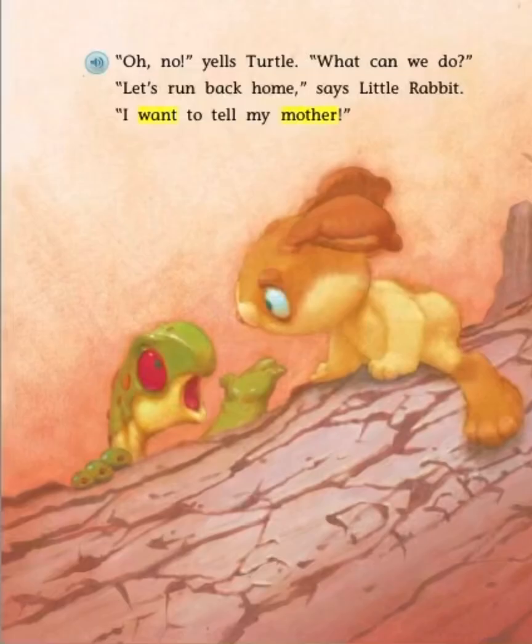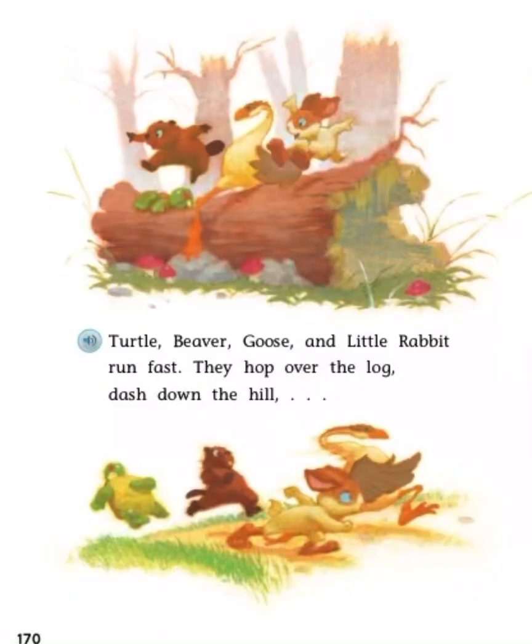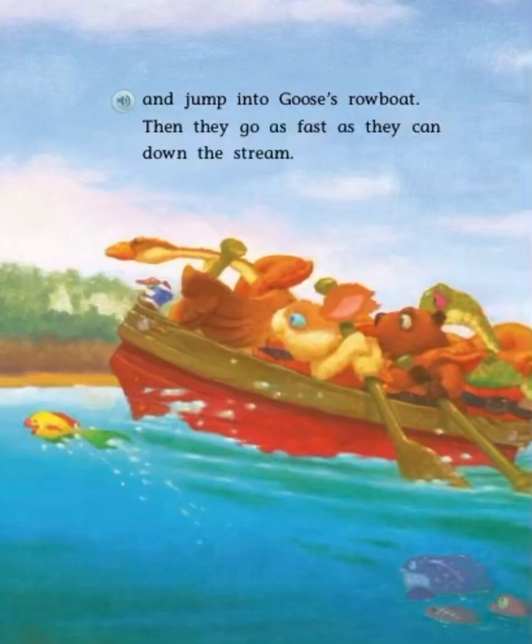Oh no, yells Turtle. What can we do? Let's run back home, says Little Rabbit. I want to tell my mother. Turtle, Beaver, Goose, and Little Rabbit run fast. They hop over the log, dash down the hill, and jump into Goose's rowboat. Then they go as fast as they can down the stream.